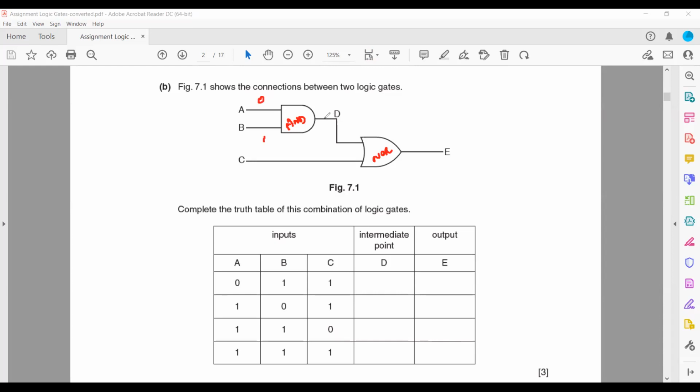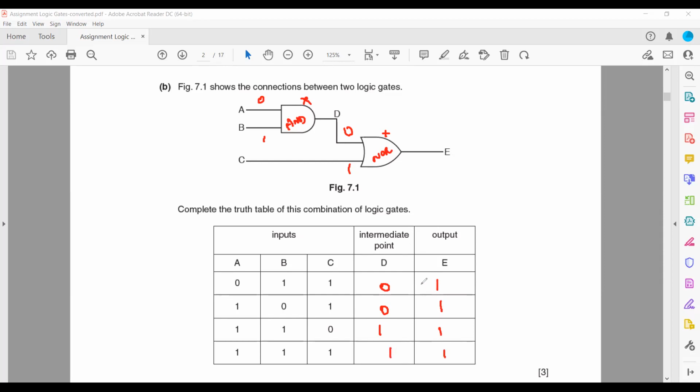So 0, 1, because AND is by multiplication, and for OR it is by addition. So 0, 1, 0 multiplied by 1, what is the output? D will be there. So 0 multiplied by 1 is 0. So this is 0, and C, they mention it is 1. 1 plus 0, or 0 plus 1, is equal to 1. And in the same way, 1 multiplied by 0 is 0, and 0 plus 1 gives 1. When inputs 1 multiplied by 1 is 1, and 1 plus 0 will give 1. And 1 multiplied by 1 is 1, and 1 plus 1 will give us 1.